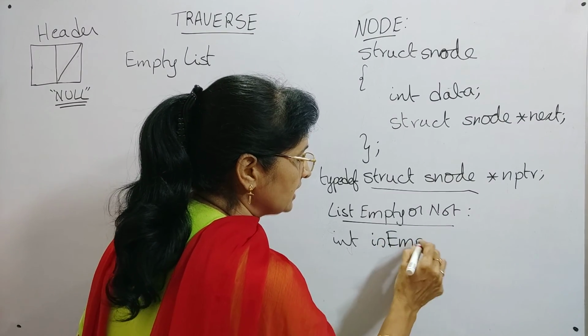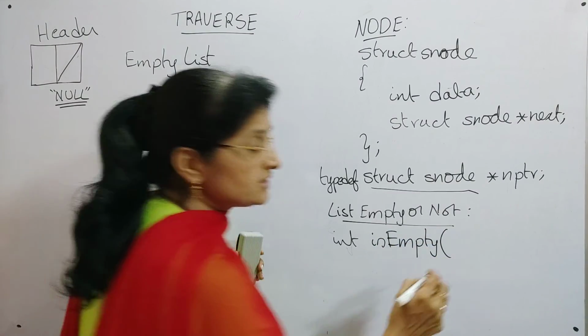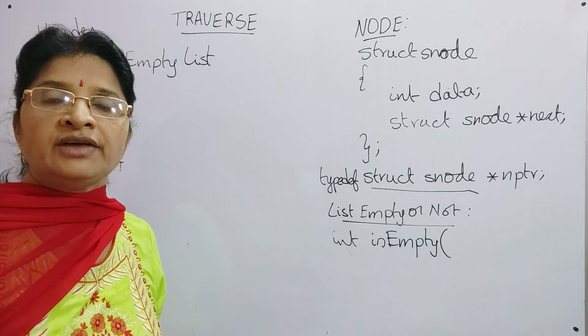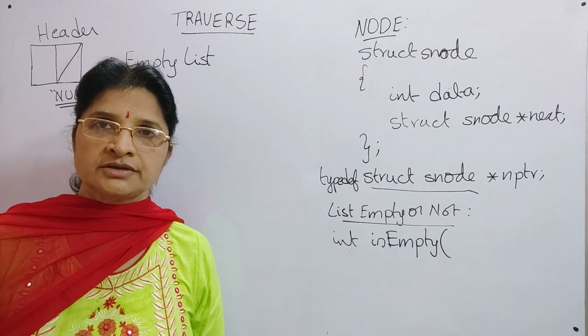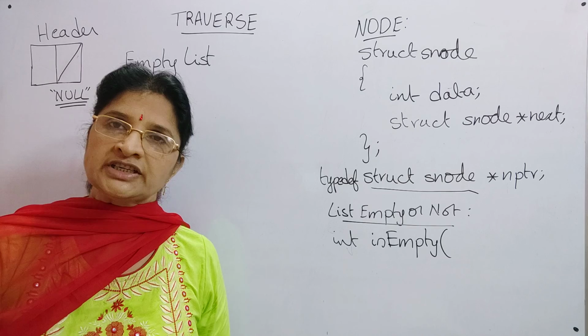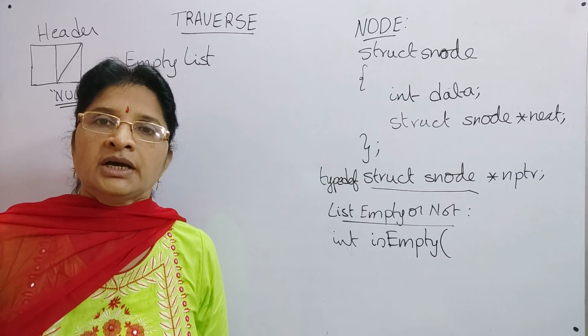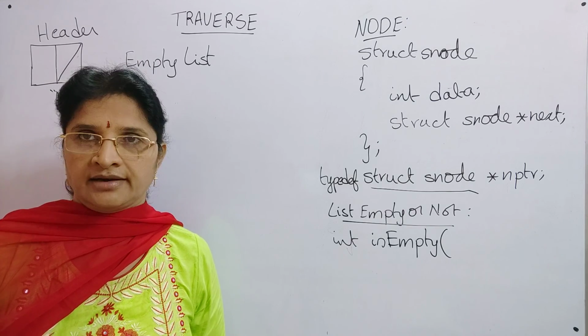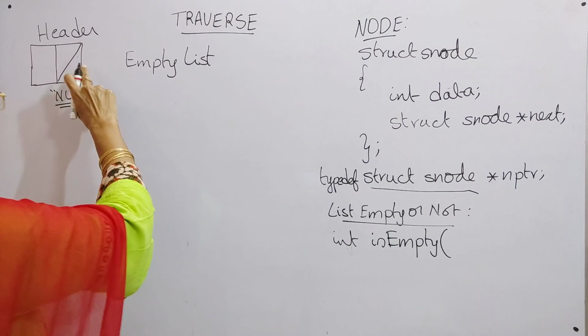Here we are checking whether the list is empty or not. Whenever you want to perform any operations on a linked list, the minimum node that we will have is the header. So here our header has already been created.